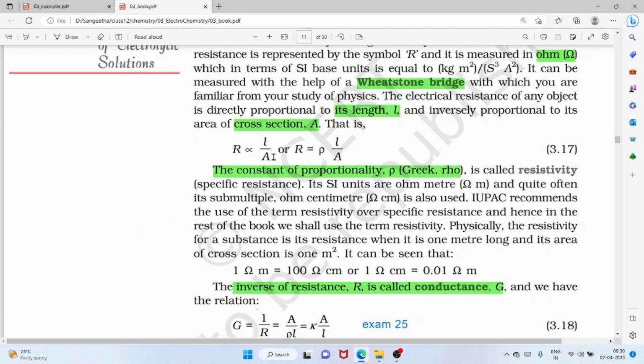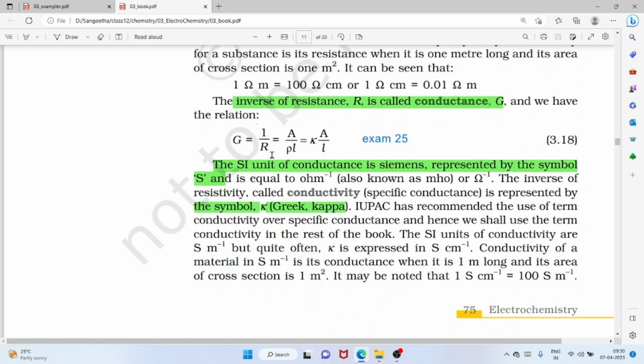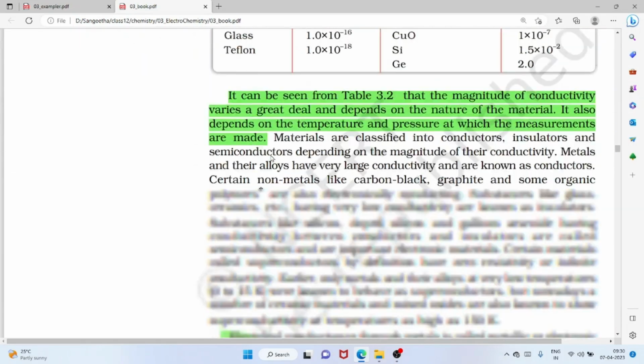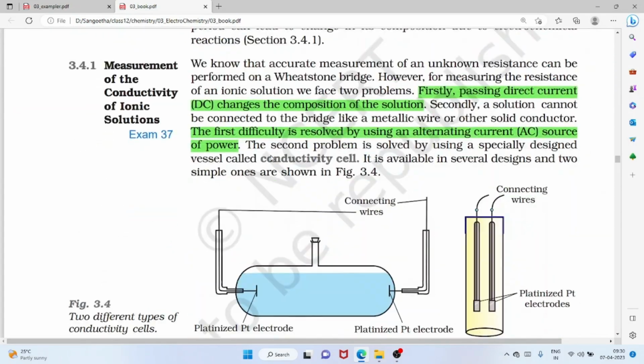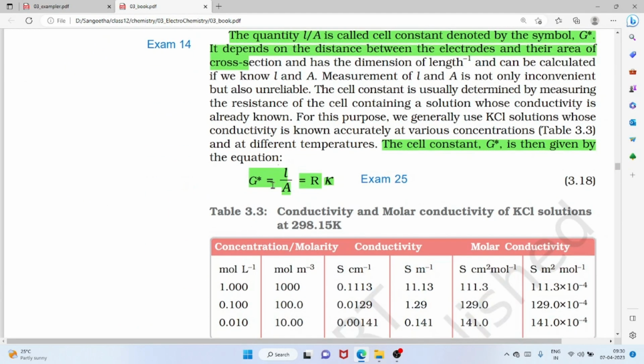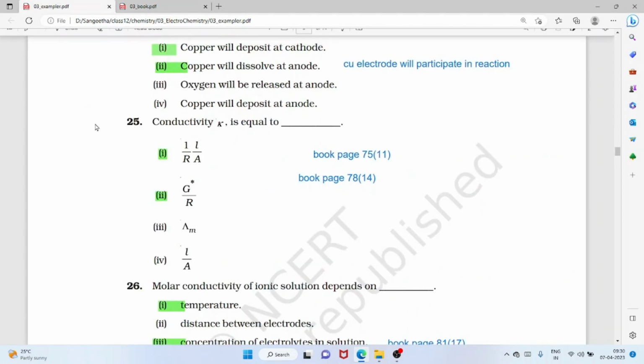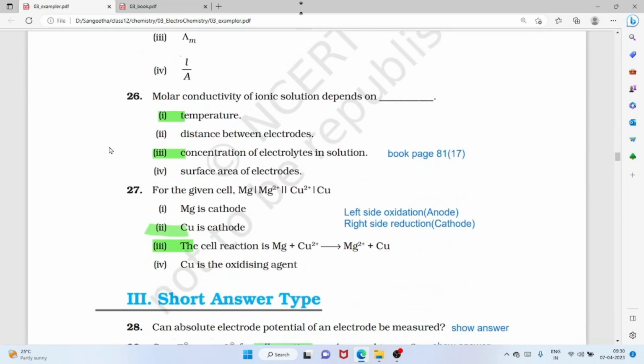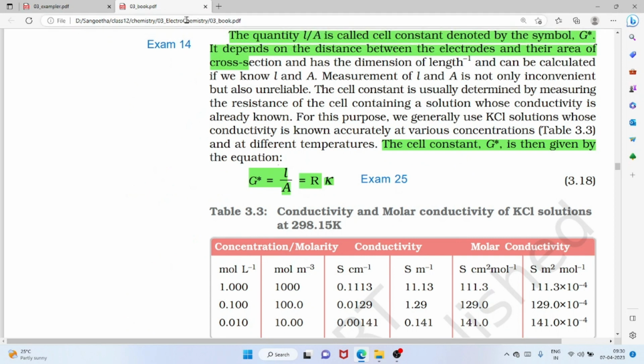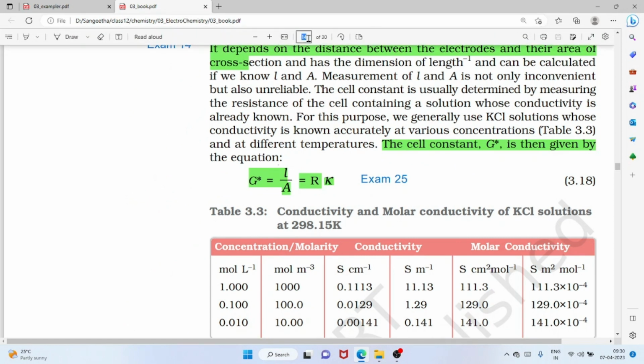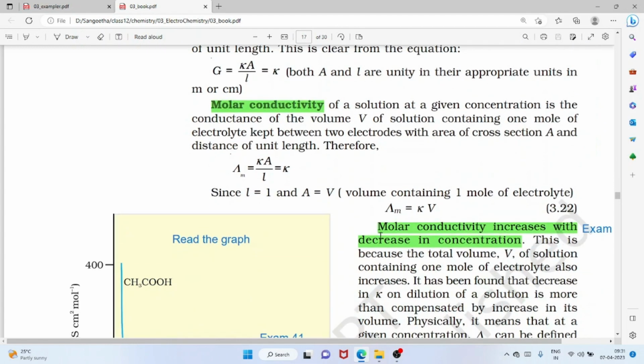These are the equations for the conductivity, and this is also an equation related to the cell constant. Molar conductivity of an ionic solution depends on the temperature and concentration of the electrolyte solution. Molar conductivity increases with the decrease in concentration.